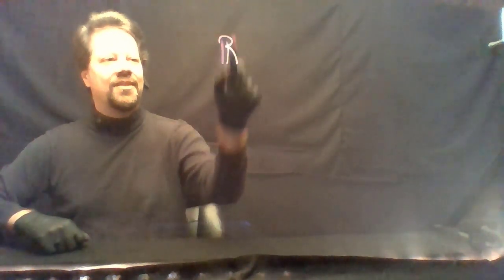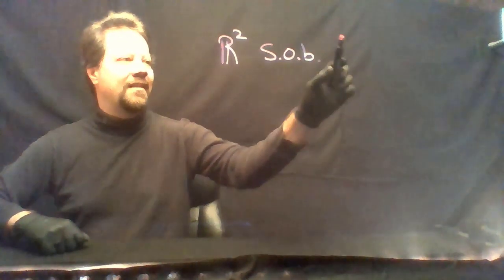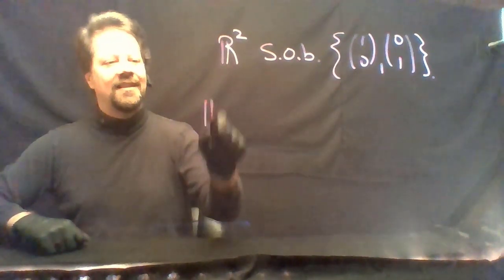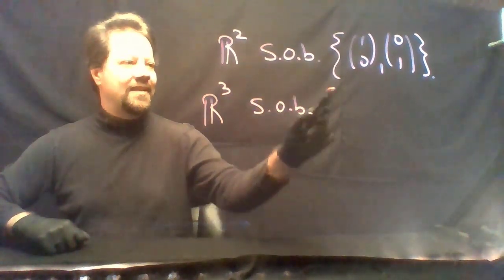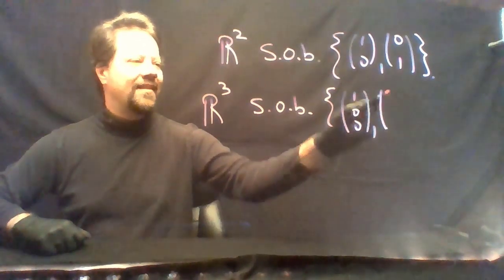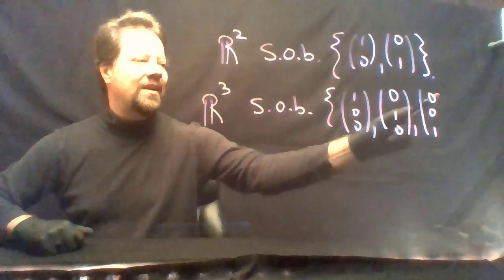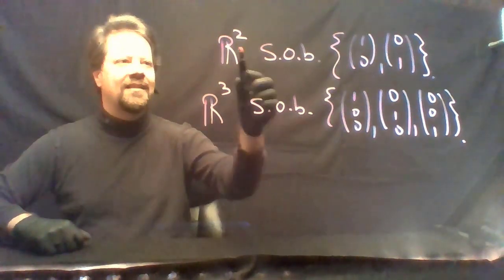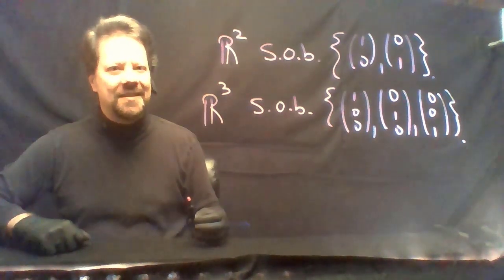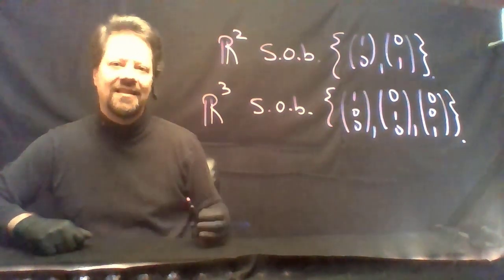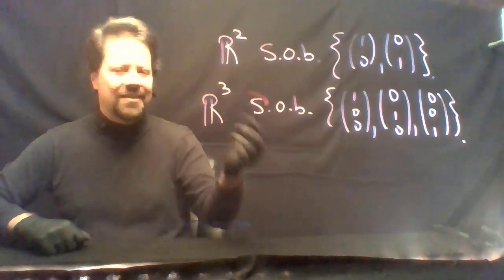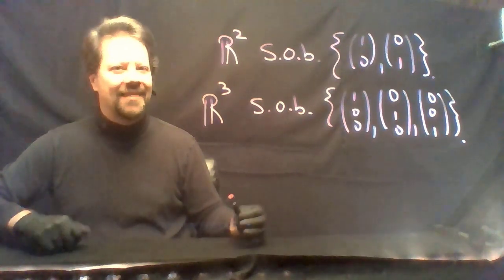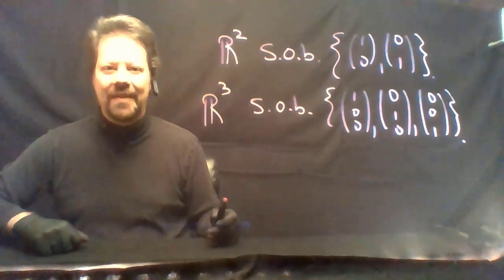Notice that in R2, the SOB consists of 1, 0 and 0, 1. In R3, the SOB consists of 1, 0, 0, then 0, 1, 0, and 0, 0, 1. We're not saying this yet, but consider R2, is that two-dimensional space? It's the plane. And it has two elements in its standard ordered basis. R3 describes points in space, 3 dimensions. We have 3 elements in the standard ordered basis. Do you think that's a coincidence? We're going to explore that in more depth later.